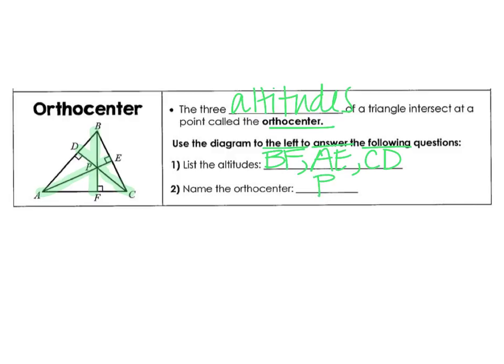Now, there's not a lot of special characteristics about altitudes and orthocenter, so they're probably one of the more basic centers of triangles that we've talked about so far. So just the key characteristics are that it's always perpendicular to the side. So the altitude is always perpendicular to the opposite side. That's the most key characteristic about altitudes. And we know all the altitudes meet or intersect at the orthocenter.